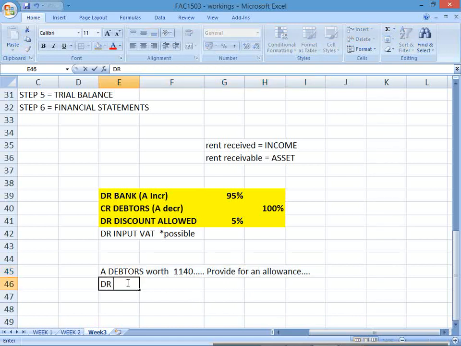Right, so what would you do? You would debit the credit loss, and then you would credit either the allowance, if you're creating an allowance, or the debtors, if you're writing them off, either or. Okay, so the one is for creating allowance, and the one is for writing off bad debts. Okay, either or would apply. Okay, the most important bit is that.